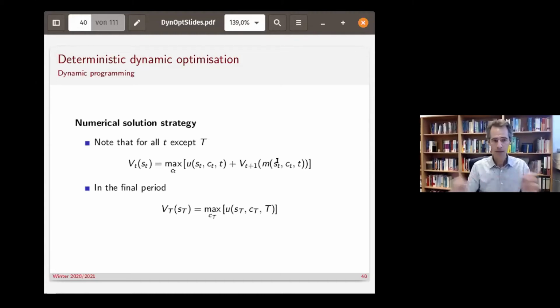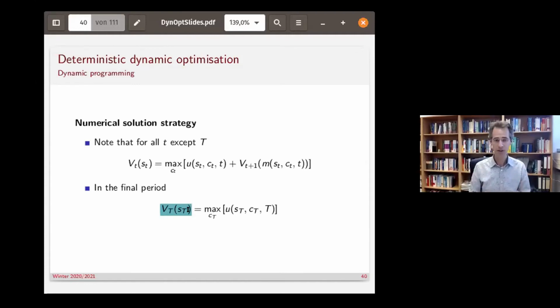So we always have to trade off these two effects, and that's quite complex because we do not know tomorrow's value function in general. There's only one period where we do know tomorrow's value function, and that's the final period, because in the final period, there is no tomorrow. And therefore, the value function only consists of the immediate reward, of the instantaneous utility. So in the final period, it's relatively easy in general to solve this optimization problem. Then we've got the value function for the final period.